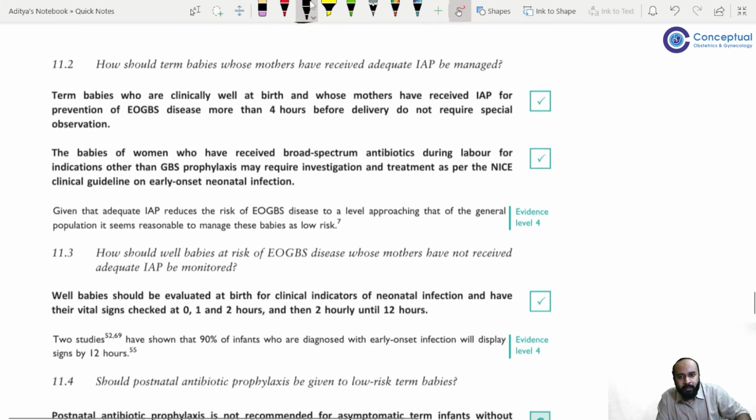So if a mother has received antibiotics against Group B Streptococcus for more than 4 hours prior to delivery, those babies do not need special observation. So if the mother has received antibiotics, more than 4 hours have passed, and after that the delivery has happened, you don't need to worry much about it. So now I have given those antibiotics and the delivery has occurred.